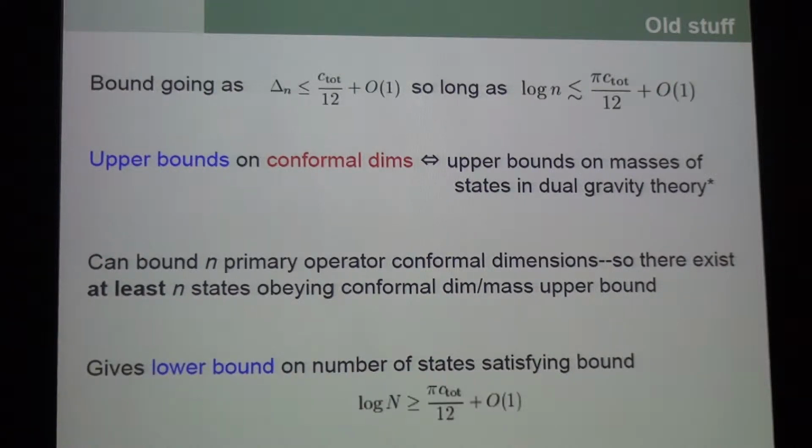If you're gravity inclined, these upper bounds on conformal dimensions are just going to map to upper bounds on masses in some sort of bulk gravitational theory.